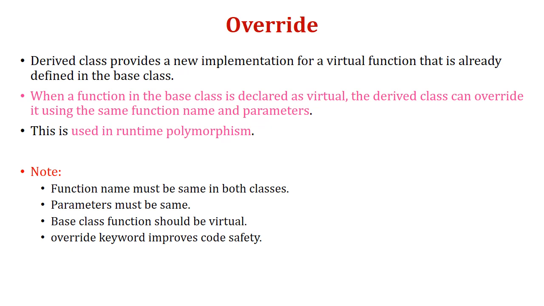And the next one is the override concept. The derived class provides a new implementation for a virtual function that is already defined in the base class. When a function in the base class is declared as virtual, the derived class can override it using the same function name and parameters. This is used in runtime polymorphism. Just to remember some of the key points: the function name must be the same in both classes, it means both the base class and the subclass. Parameters must be the same. The base class function should be virtual. The override keyword improves code safety.